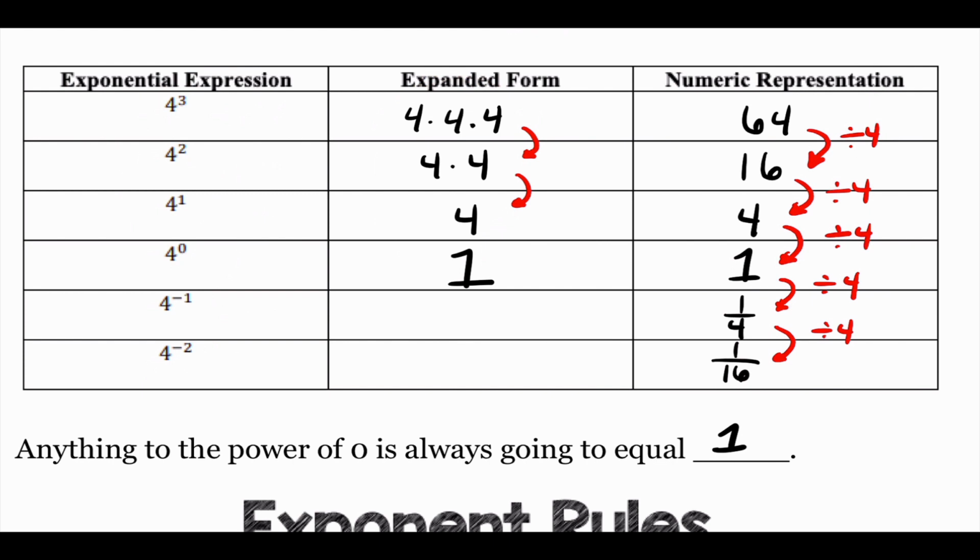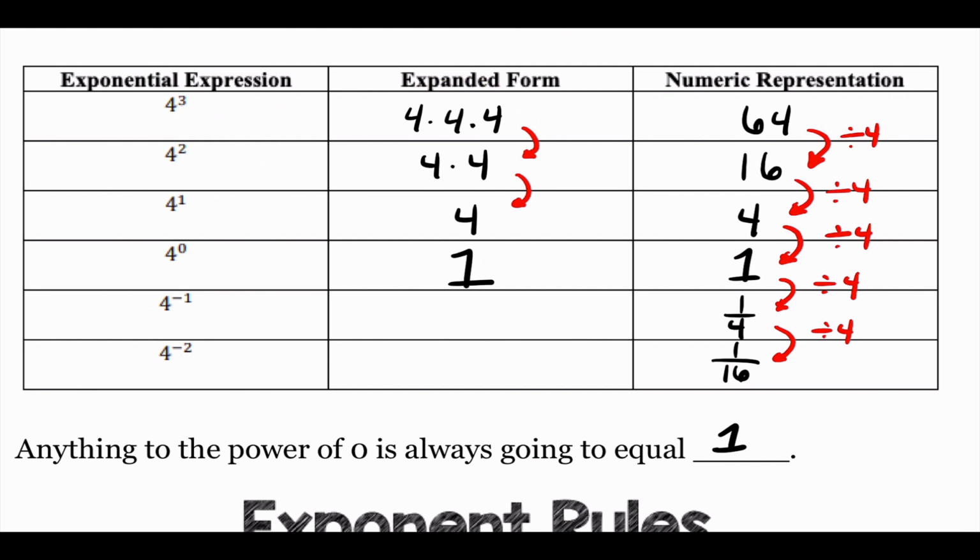as I go down, 64, 16, 4, 1, 1/4, 1/16, what's happening to the value? Is it going up or going down? It's going down, right? It's getting smaller and smaller and smaller. That's what negative exponents do. They don't make it negative. They don't change your answer to negative.